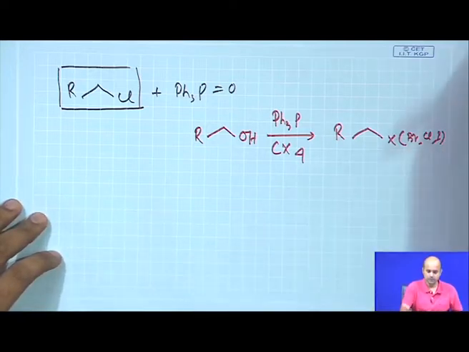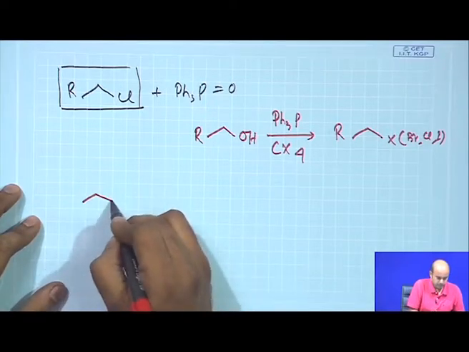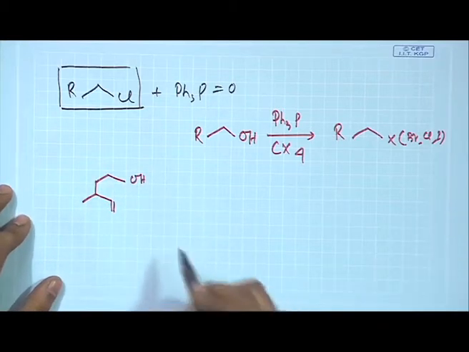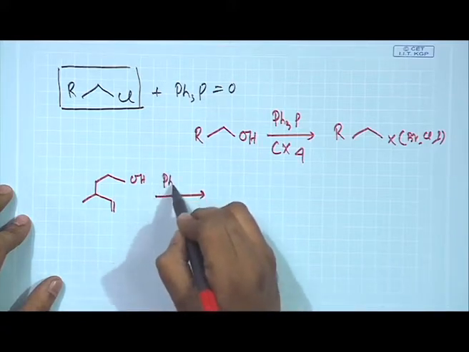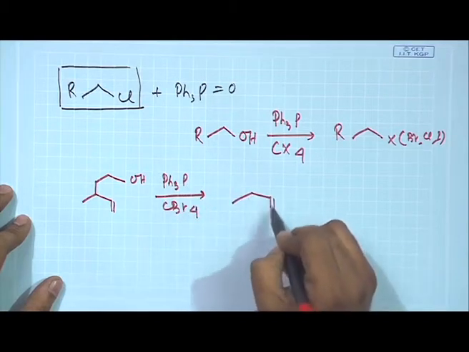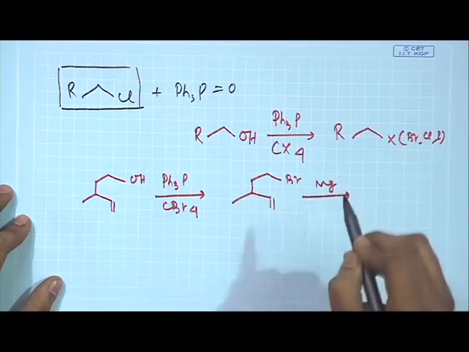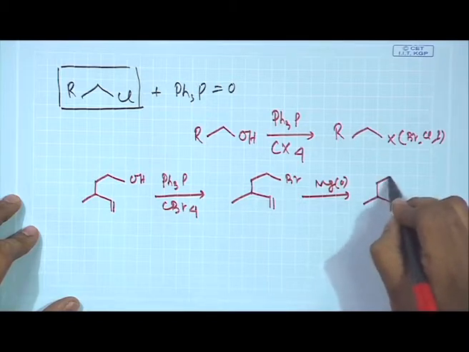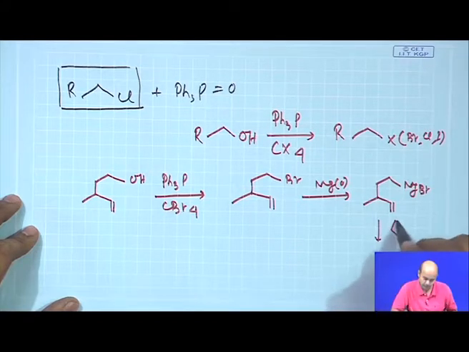So, now coming to our problem which was given to you, you have an initial starting material, CH2OH. Okay. So, what do you do? You basically treat it with triphenyl phosphine and CBr4, and will get the corresponding bromide, react with magnesium metal, and you will get the corresponding Grignard, react with furfural.